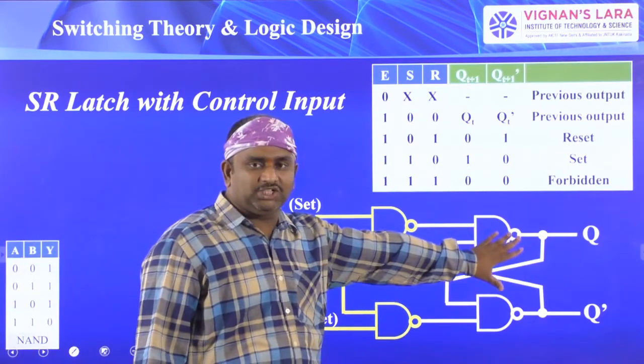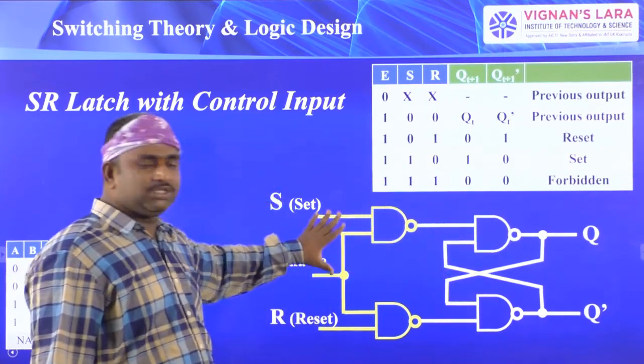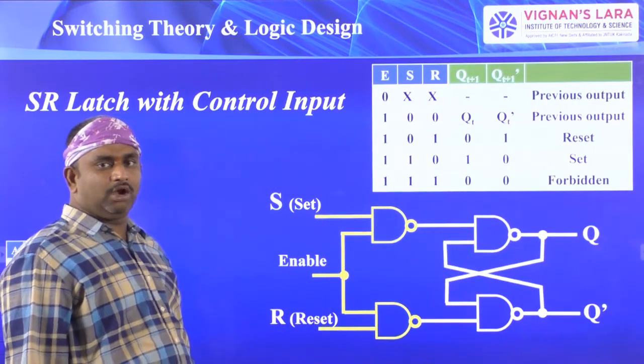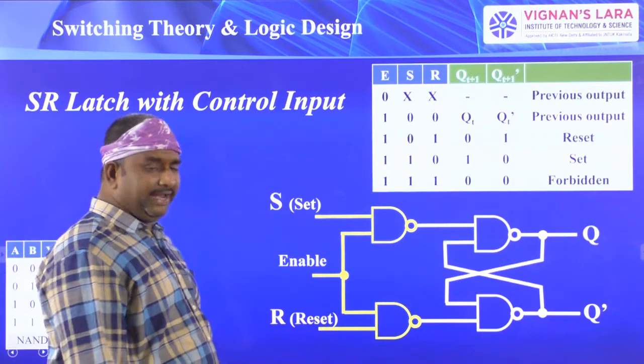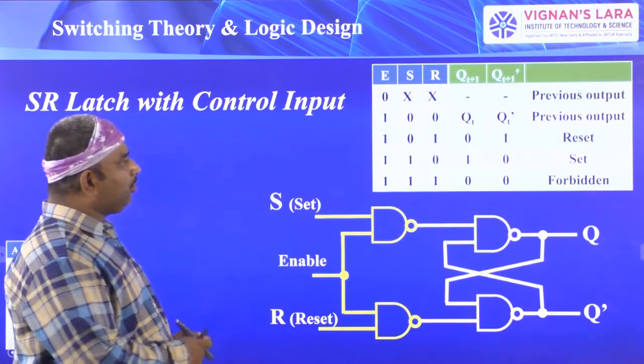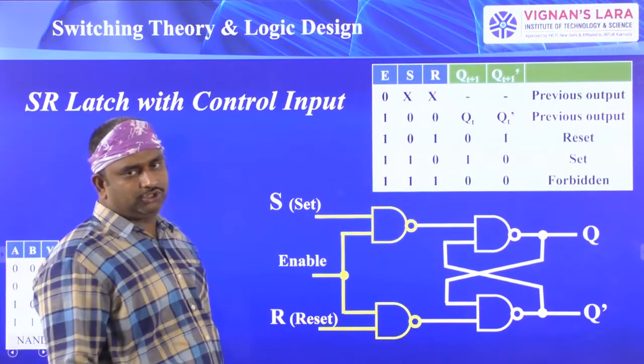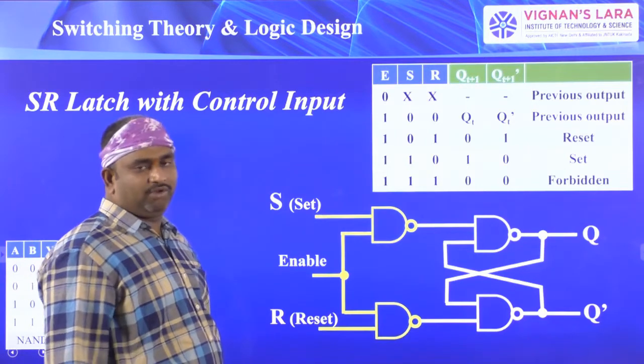This is called the latch circuit. This is called the control circuit. Right. Now apply all the combinations. First apply the 0 0 combination, 0 1 combination, 1 0 combination, 1 1 combination.